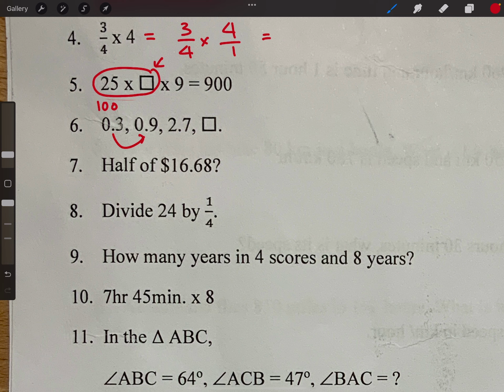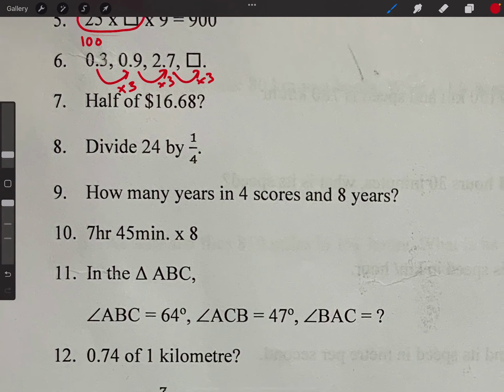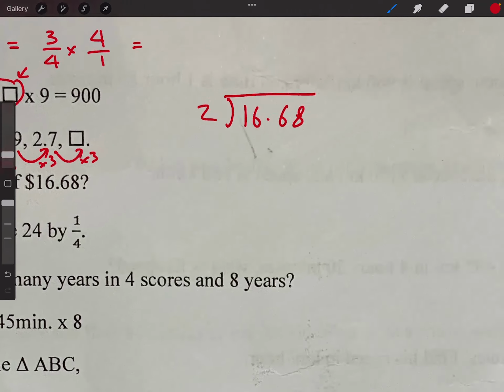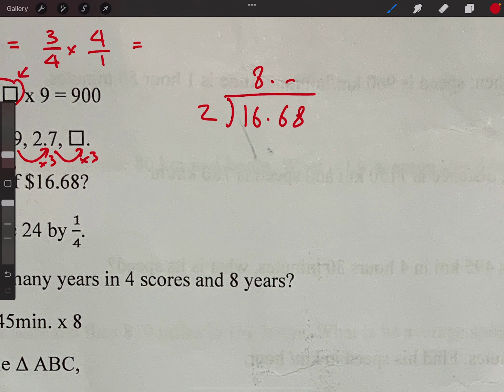This one, it looks like we are multiplying by 3, multiply by 3, so times it by 3, get me the next number. Question 7, half of this, so we do 16.68, we divide it, long division by 2, and you're going to get the answer 8 point something. You can work it out.